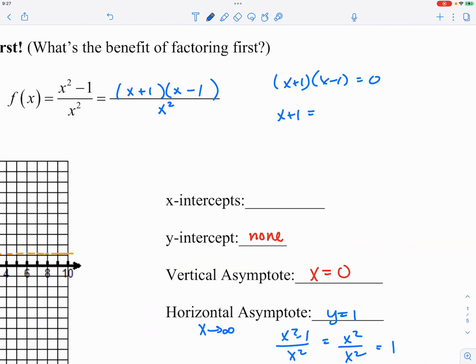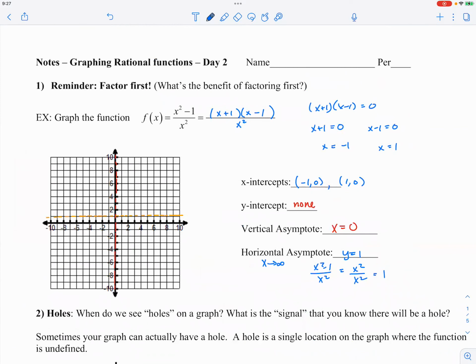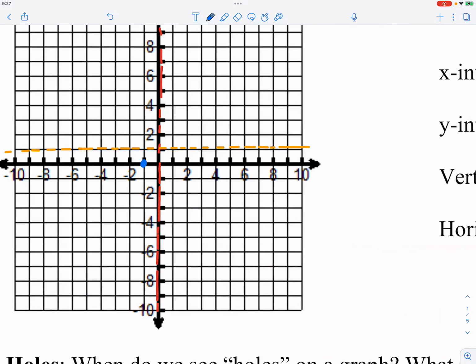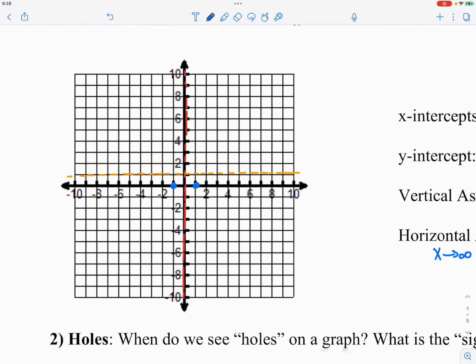So that means x plus 1 is equal to 0, x minus 1 is equal to 0. Therefore, x is equal to -1 and x is equal to 1. So we actually have two x-intercepts. We have -1 comma 0 and 1 comma 0. Okay. So let's go ahead and plot these two points over here.